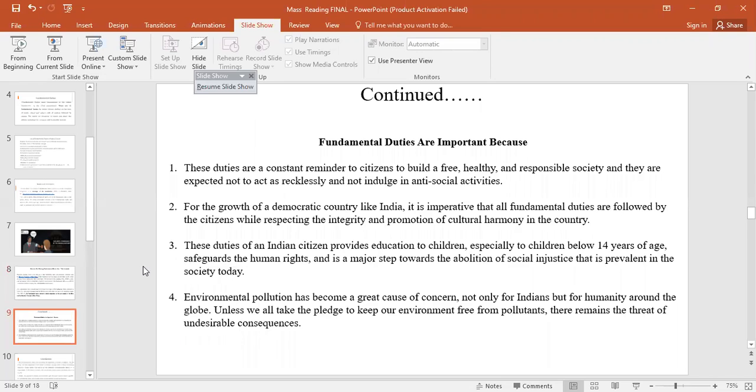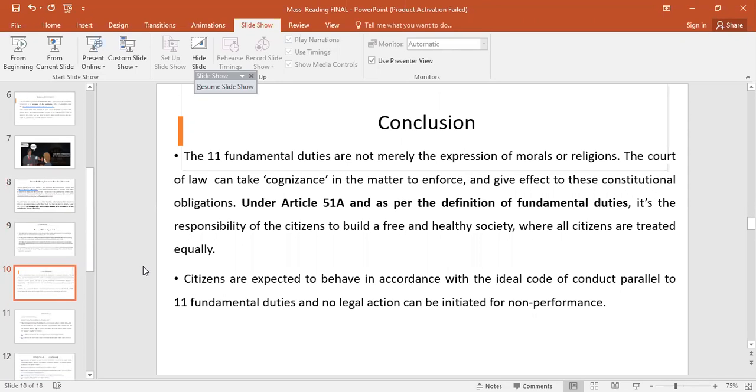Conclusion. The 11 fundamental duties are not merely the expression of morals or religions. The court of law can take cognizance in the matter to enforce and give effect to these constitutional obligations under Article 51A.